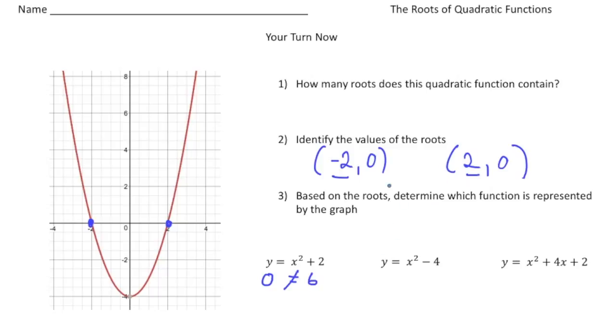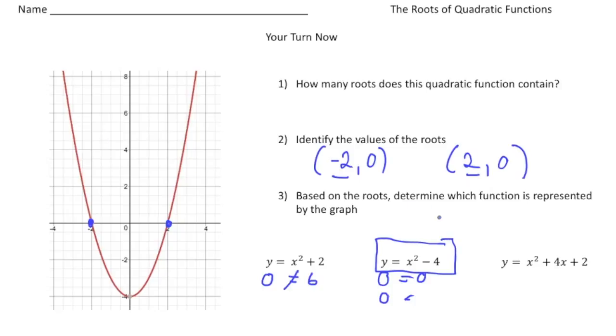Let's plug in, say, a -2 here. So -2 squared is 4, and 4 take away 4 is 0. So that's a match. Now let's plug in a +2. If I plug in a +2 here, 2 squared is 4, and 4 take away 4 is also 0. So we know that when we plug in a negative 2 for x, we get 0 for y, and when we plug in a positive 2 for x, we get 0 for y. So this right here is our solution, or our match for this graph.